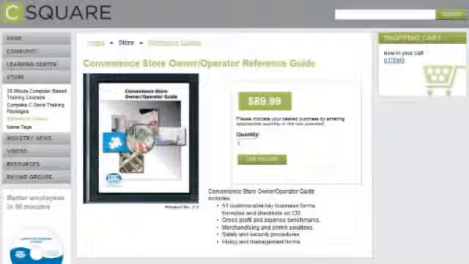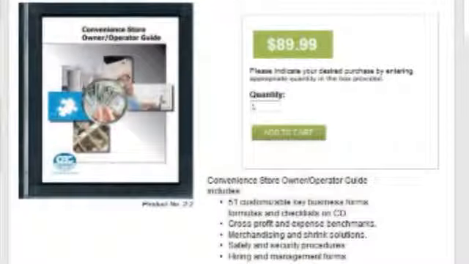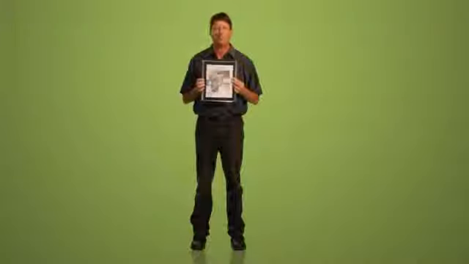If you have any other questions about your gross profits, contact the CBC Learning Center specialist. We're here to help. For a complete list of gross profit benchmarks to apply throughout your store, see our convenience store owner-operator reference guide. It's in the store at C-Square. It also includes dozens of helpful tips and customizable forms, including a handy spreadsheet that does your gross profit calculations for you. And that could save you some time.